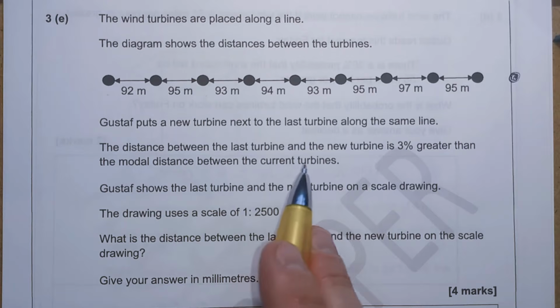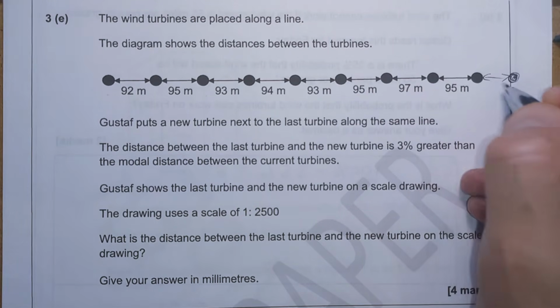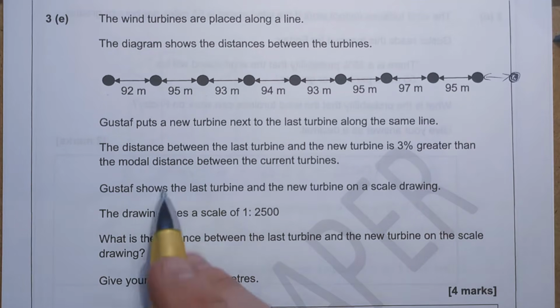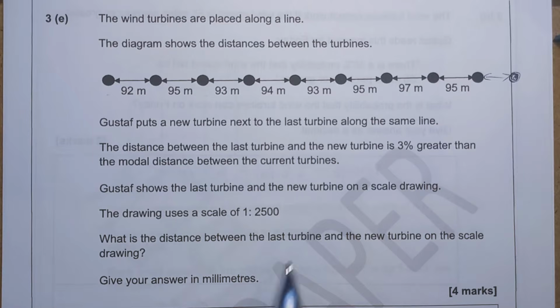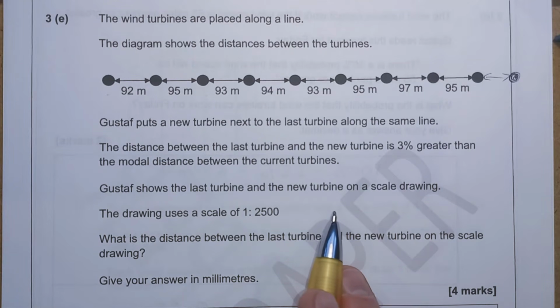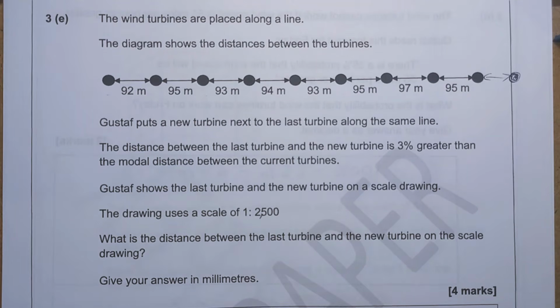The distance between the last turbine and the new turbine, so this distance, is 3% greater than the modal distance between the current turbines. Gustav shows the last turbine and the new turbine on a scale drawing. The drawing uses a scale of 1 to 2,500. What is the distance between the last turbine and the new turbine on the scale drawing? Give your answer in millimetres.